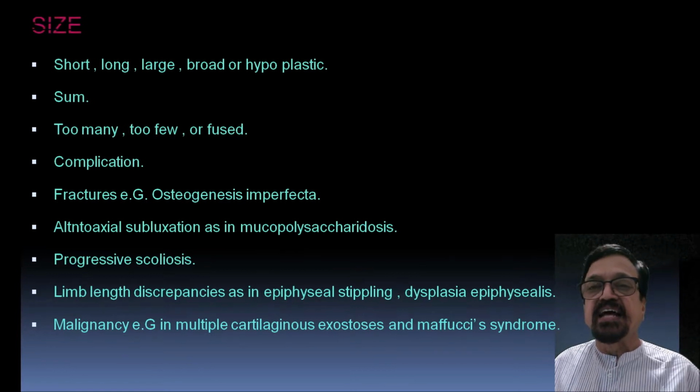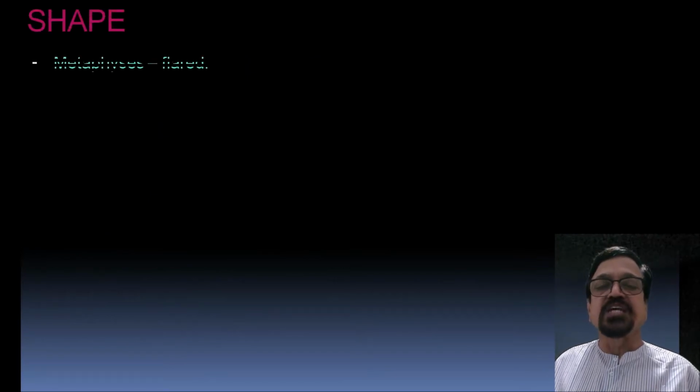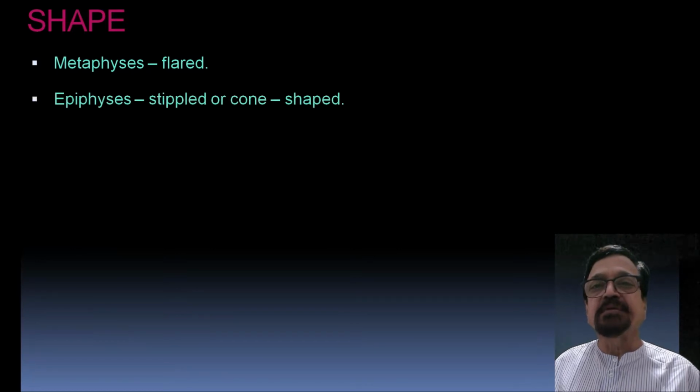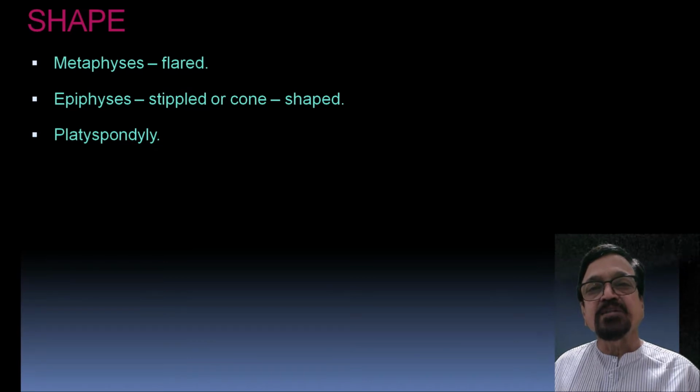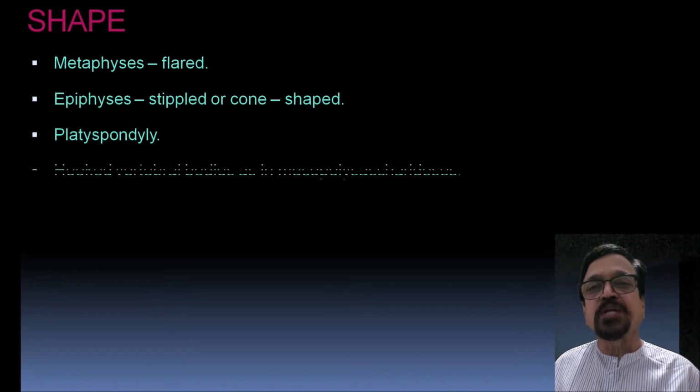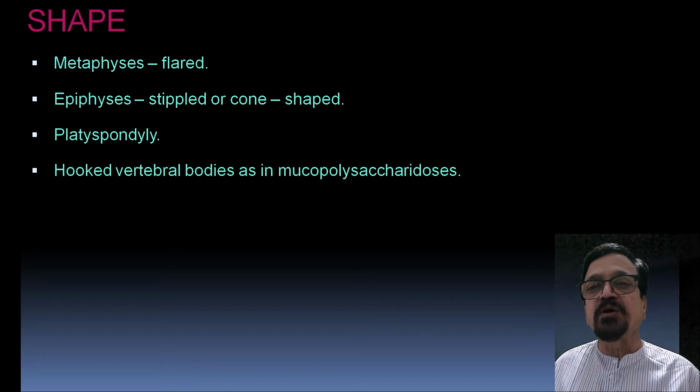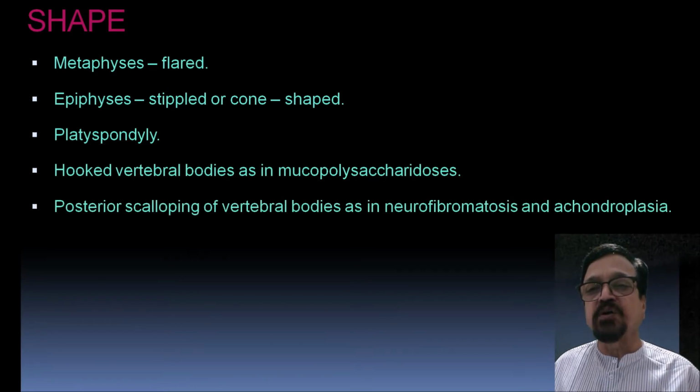Then all these things, once we see them, we have to add them up and come to a diagnosis. Now, the shape of the bone is also important, whether the metaphyses are flared, stippled or coned, that is a distortion of shape. All these things we are going to see when we do the film reading session on the same topic, when we come to different diseases and see the different pathologies in the bone.